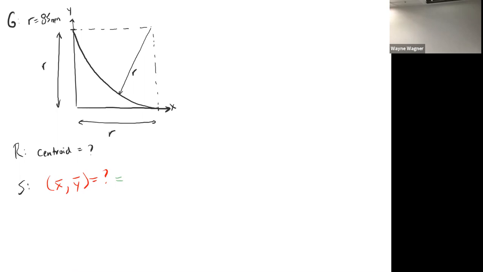Let's see. It's chapter 5. Here we go. Oh, a parabolic spandrel. All right.